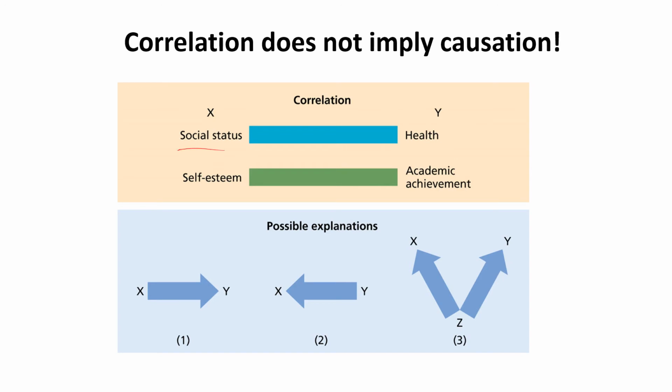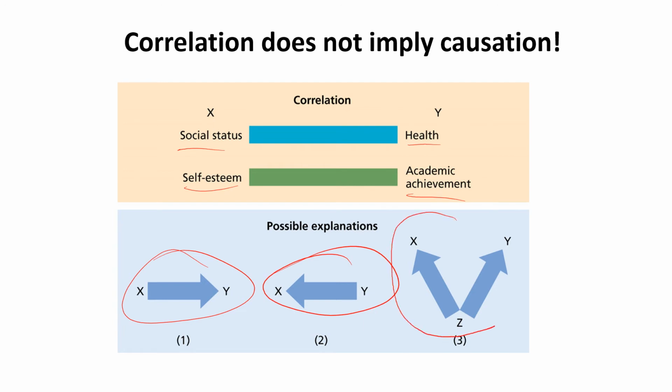Some examples here: social status and health. They're correlated. However, one is not causing the other. There's likely a third factor in there, just like self-esteem and academic achievement. There are third factors that are likely what's causing those. It could still be in both of those that X is causing Y. So X could be causing Y. It could be that Y is causing X. But a lot of the time, correlations are actually that a third factor is causing a change in both X and Y.